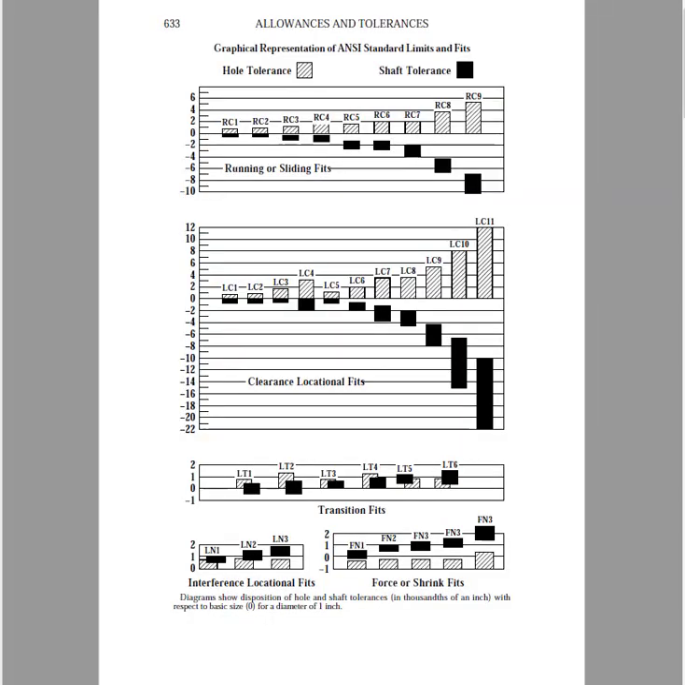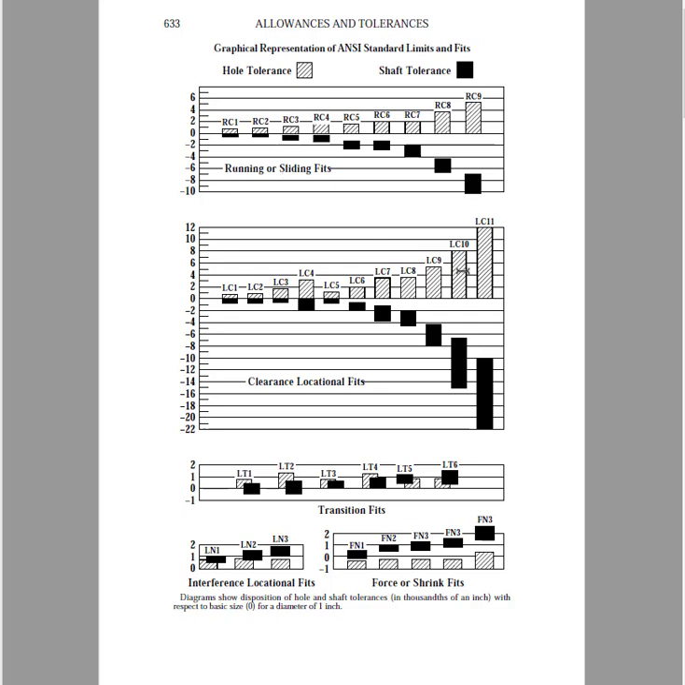There are different classes of fits. A running and sliding fit means you always have clearance between the parts, and there are different fits in here, RC1 up through RC9. The hatched bar represents the size and the tolerance of the hole, and the black bar represents the size and the tolerance of the shaft.